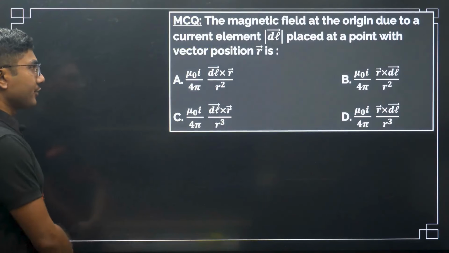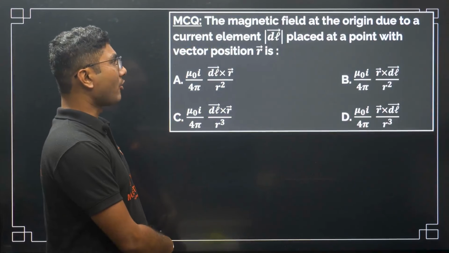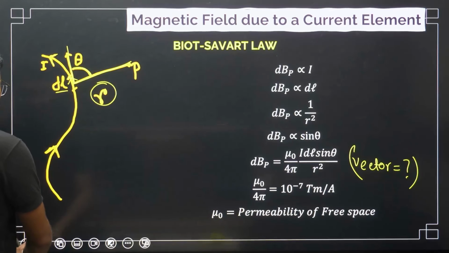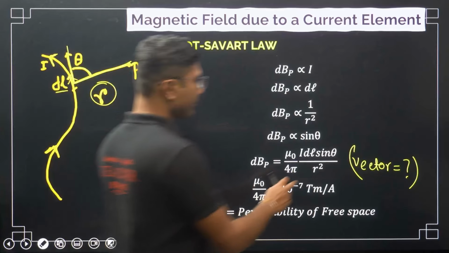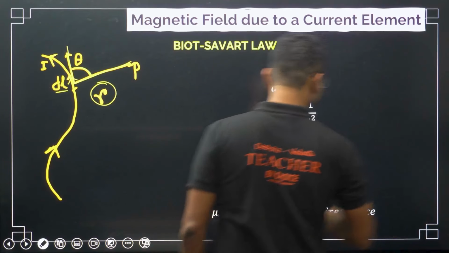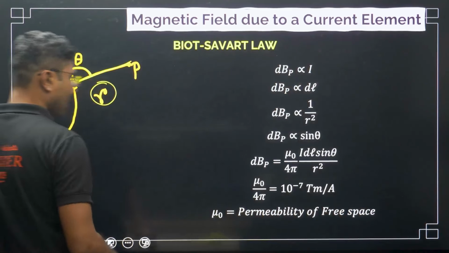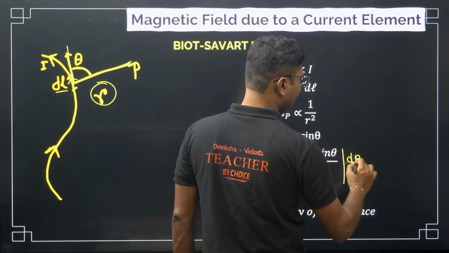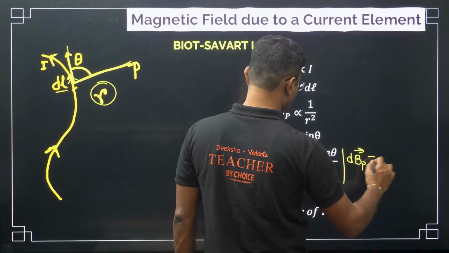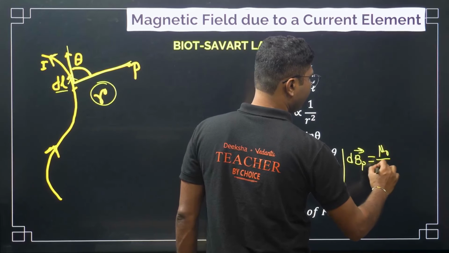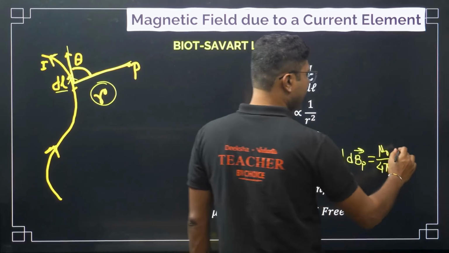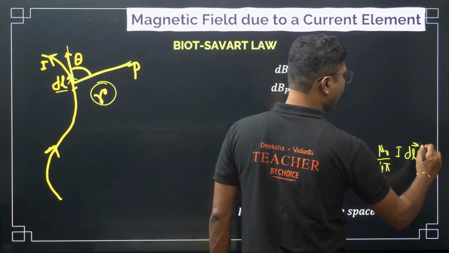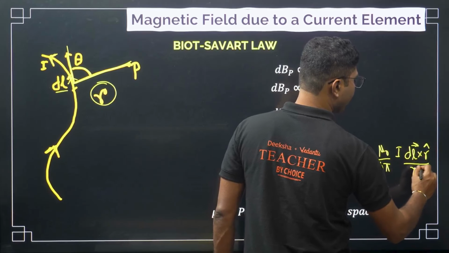Now let's see one question: the magnetic field at the origin due to a current element dl. I think I need to give you the vector form to solve the next question, otherwise you will not be able to solve it. So what is the vector form? In vector form, the same thing can be written as B vector equals mu naught by 4 pi, I, dl vector cross r cap vector, divided by r square.